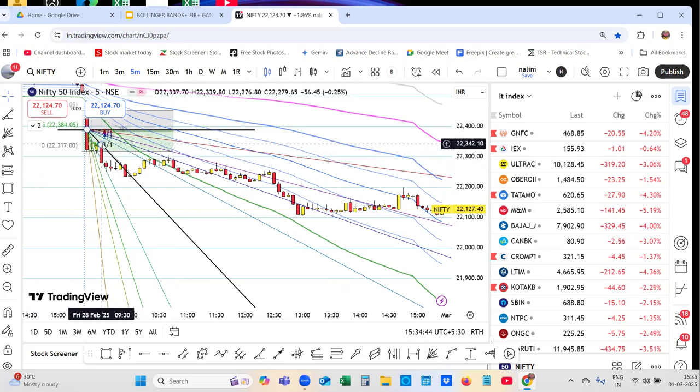When the price starts retesting the 45-degree angle, I'm entering into the trade, and my stop loss is the pivot point, that is 22,391. I'll show it to you on the option chart also so that you will master it.